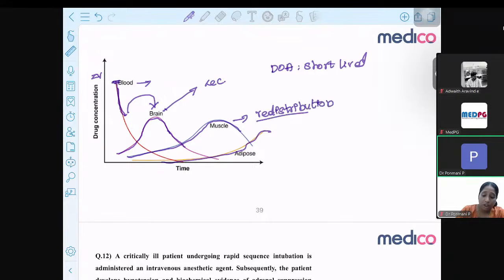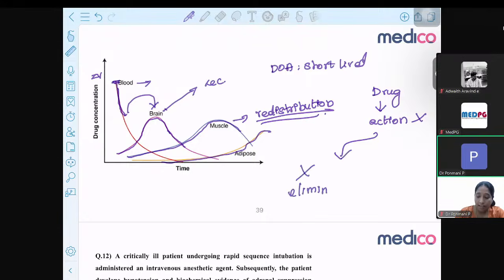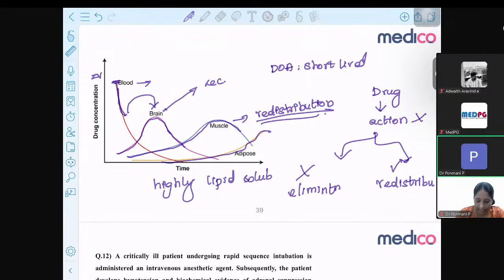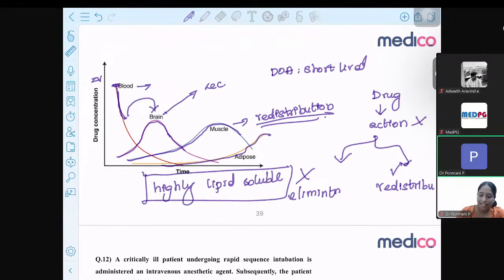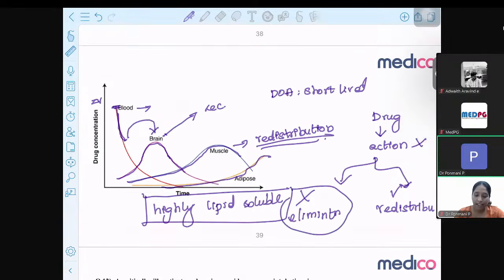So what is the moral here? That the drug's action is getting terminated not because of elimination, but because of redistribution to the other tissues, because it is highly lipid soluble. And this process is called redistribution. So the short action is not because of excretion, it is because of redistribution.